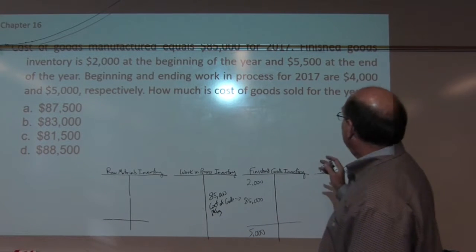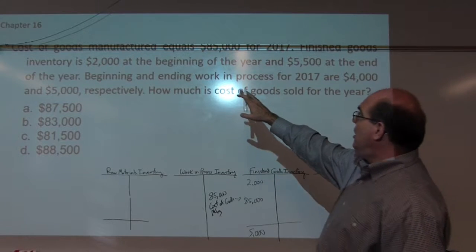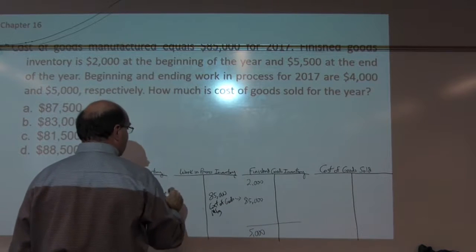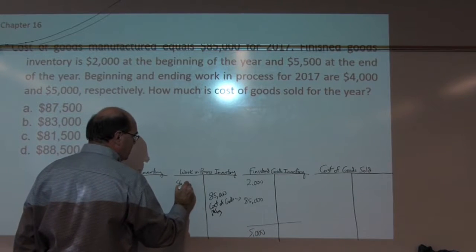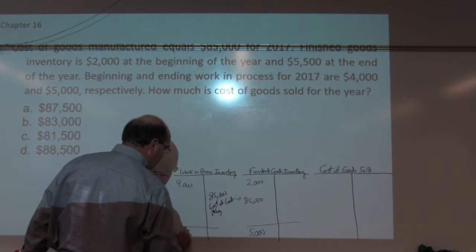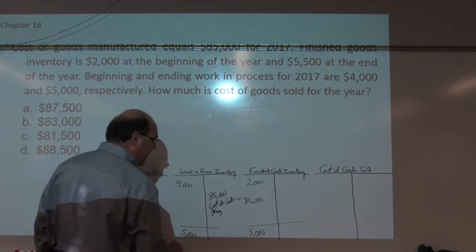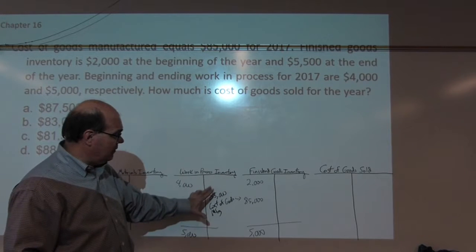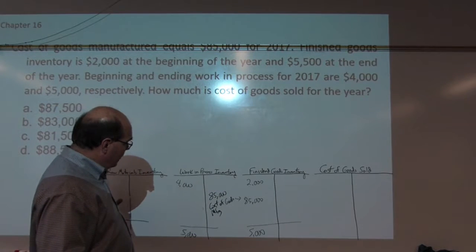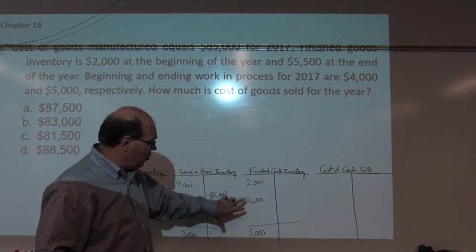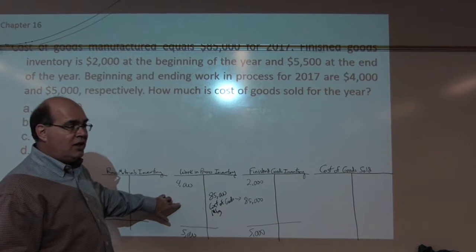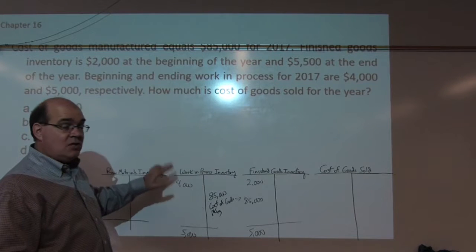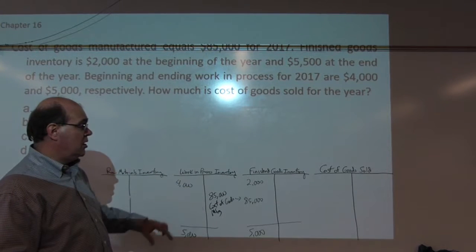Okay. Now to give me a couple of other pieces of information, they tell me beginning and ending work in process was $4,000 and $5,000. We can put those over here, $4,000 and $5,000. But the fact is, we're not going to do anything with them. We don't need those to find this number. We were already given this number. And since the numbers move from left to right, if we've got this number, we don't need to go backwards. So those are really just put in there to see if you know not to do anything with them. And sometimes these problems have extra information that you may not need.